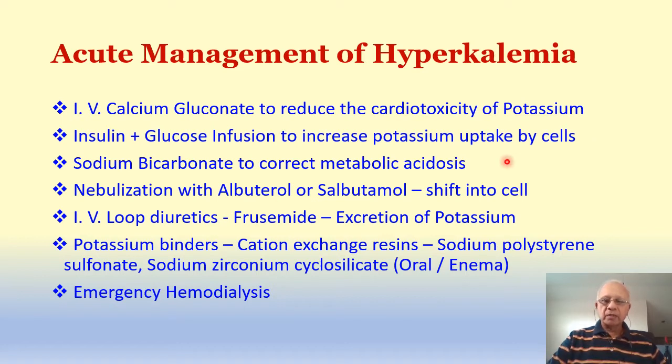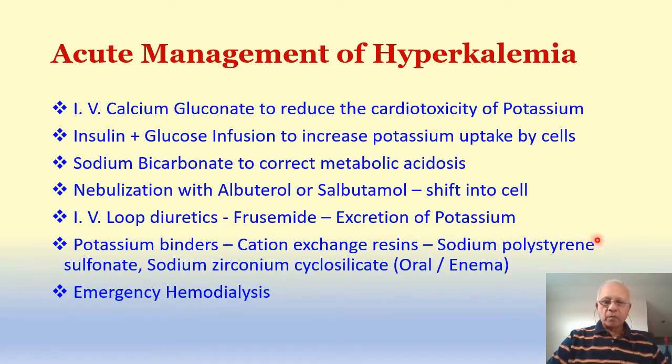Sodium bicarbonate is used intravenously to correct the metabolic acidosis. Nebulization with albuterol or salbutamol is given so that it shifts the potassium into the cells. Intravenous loop diuretics like furosemide are helpful in excreting potassium, but of course it will take a little more time because the excretion is not immediate.